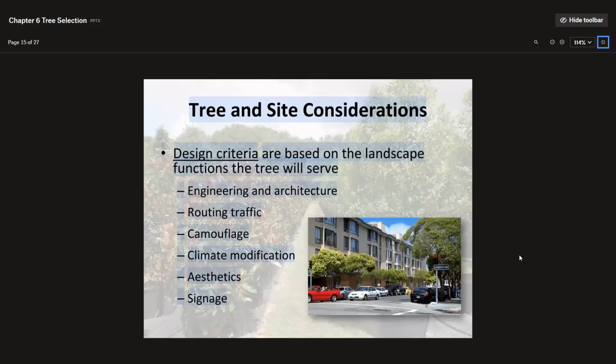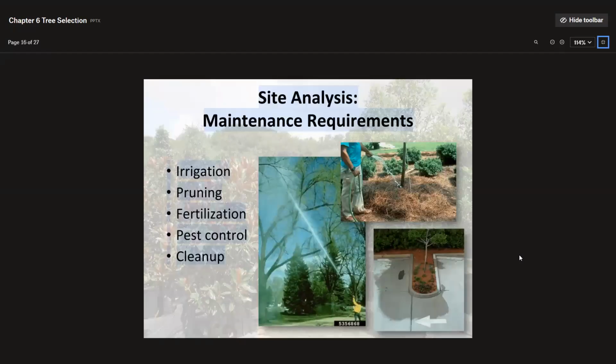For your site considerations, like I said, your design criteria is based on the landscape functions that tree will serve. In your engineering and architecture, in the routing of traffic, is the tree going to create camouflage for something like a dumpster area? Is it just reducing the heat load, climate modification? Is it for aesthetics? Then maybe you want to pick a blooming tree, right? If you have signage, you're going to want a tree that's going to get tall enough to not block the sign, right? Or short enough to not block the sign. Yeah, and not close enough to where it is going to block the sign. So just things to think about on these site analyses.